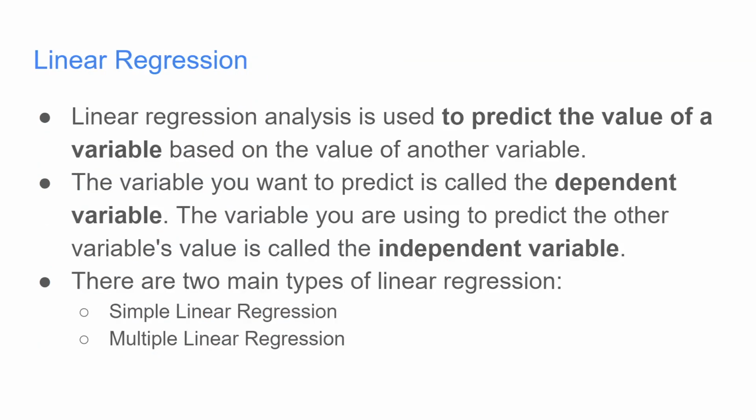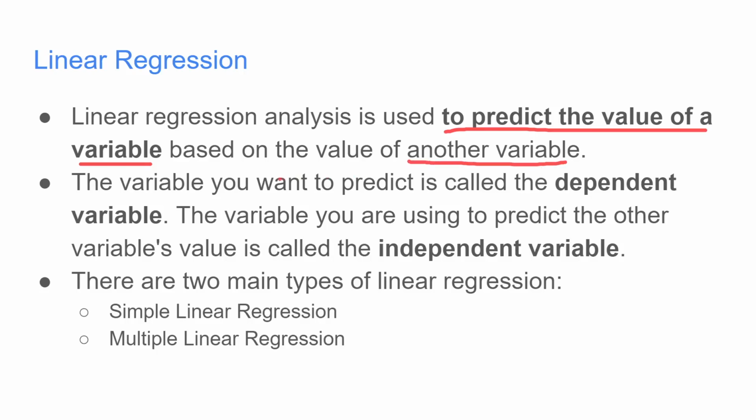Then today our topic is linear regression. So we'll see about linear regression and its types. When it comes to regression, linear regression analysis is one type of machine learning algorithm. It's used to predict the value of a variable based on the value of another variable. So it's like finding one variable based on the value of another variable.